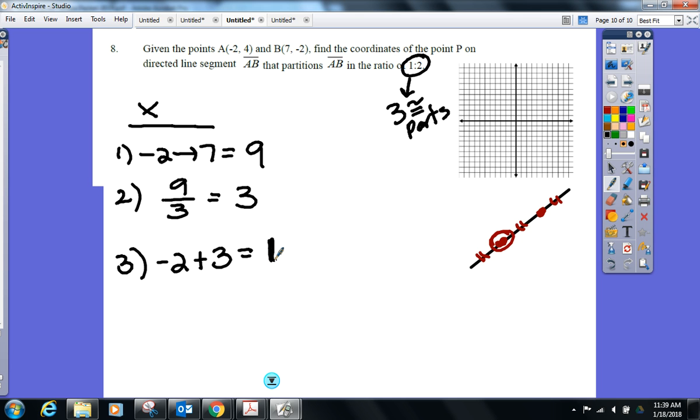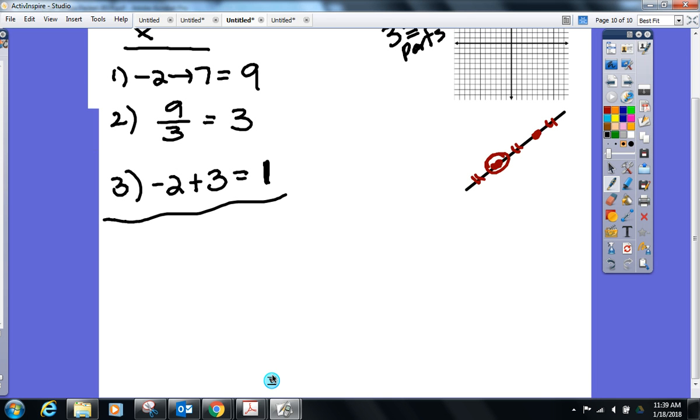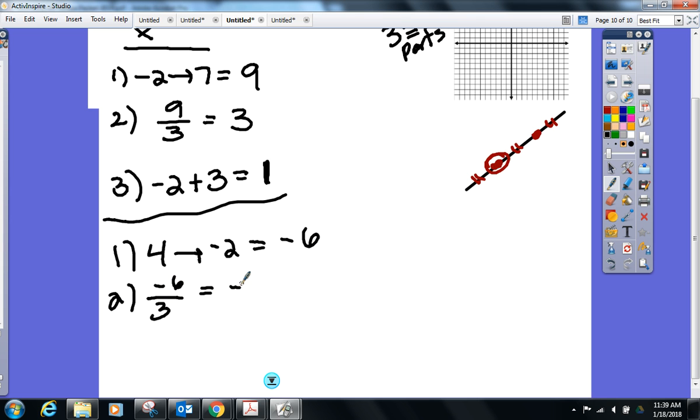Do the same thing now, but for your y coordinate. Where am I going on the y? 4 to negative 2? Ooh, all right, a little tricky on that one. What are you doing here? 4 to negative 2. Going down 6, right? So down 6. So I take negative 6 and divide it by 3. That means I'm going down 2. How many times do I go down 2?